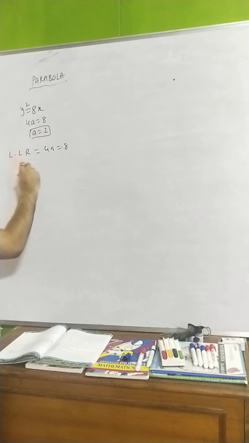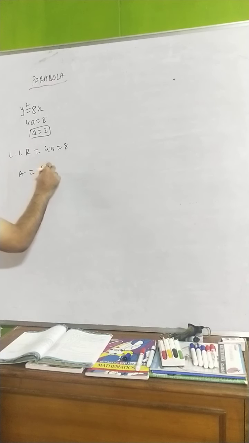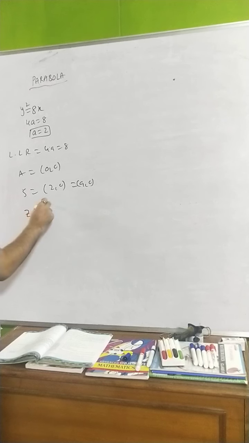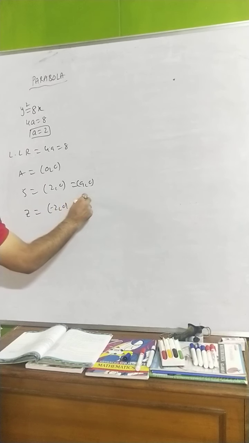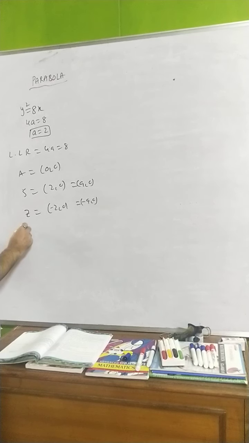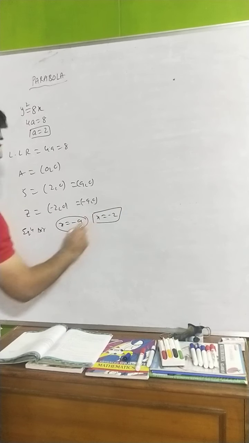Next one, once you got A, anyhow you know very well that the vertex A is 0, 0 and the focus S is what? 2, 0, because (a, 0), that's why we are writing. Now Z is what? Minus 2 comma 0. Why? Minus a comma 0 you have learned. Z is this one. Now here the equation of directrix, x is equal to minus a, that means x is equal to minus 2 is the answer.